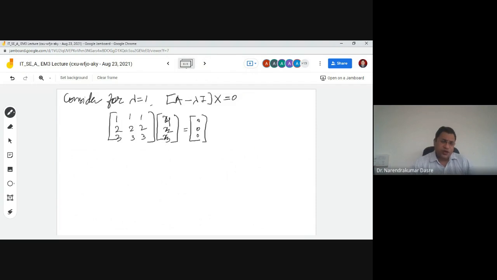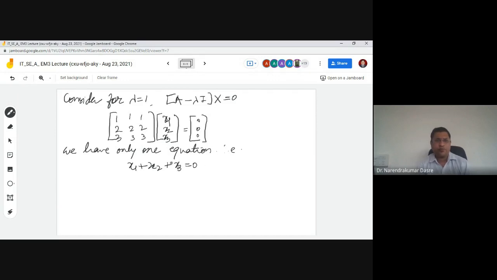When Cramer's rule is not applicable, what to do? Okay, because I want to find a non-zero vector. So my task is to find the non-zero vector, and hence to find the non-zero vector, we need to understand this one. So we have only one equation. Okay, and what is the equation? x1 plus x2 plus x3 is equal to 0. Okay, because this is 2 times this and this is 3 times this. So we have only one equation.